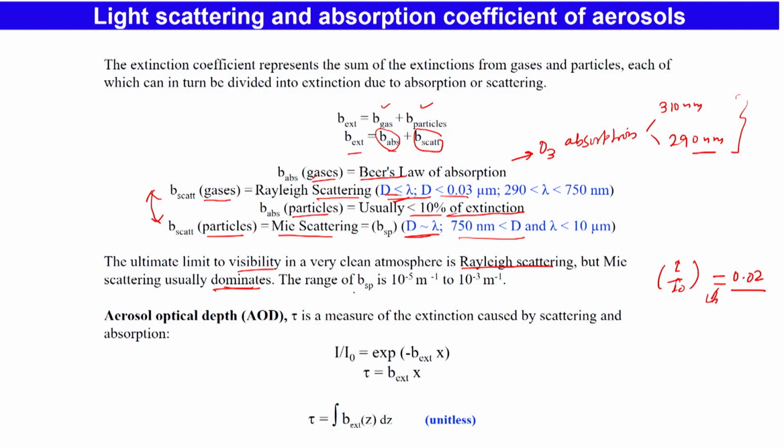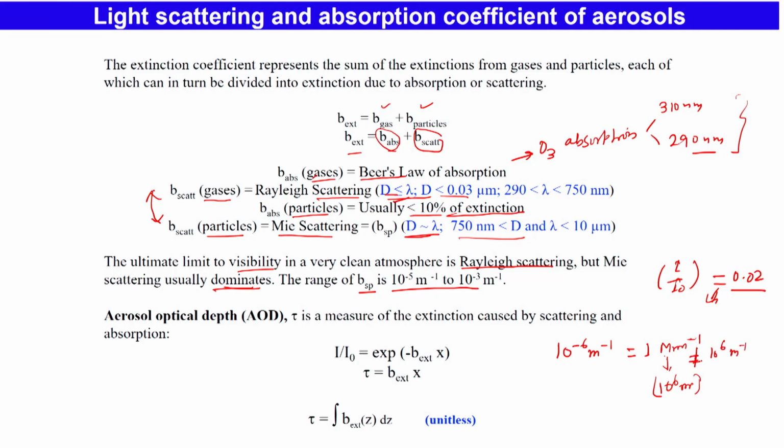And then the range of scattering by the particles is about 10 to the power minus 5 meter inverse to 10 to the power minus 3 meter inverse. One more thing to remember: usually 10 to the power minus 6 meter inverse is written as 1 capital Mm inverse. Do not be confused here: M means million, but it is not 10 to the power 6 meter inverse.